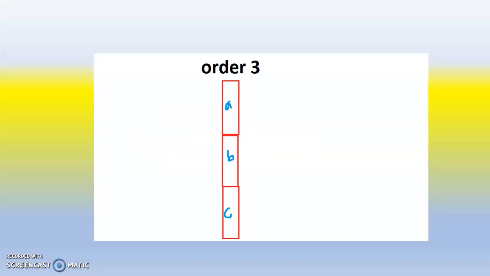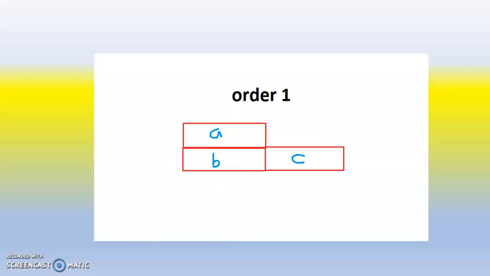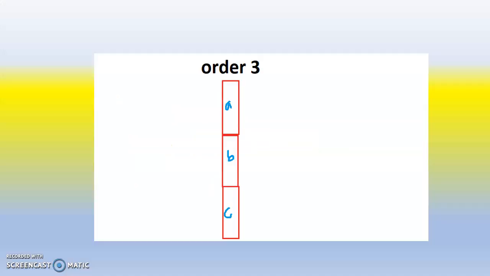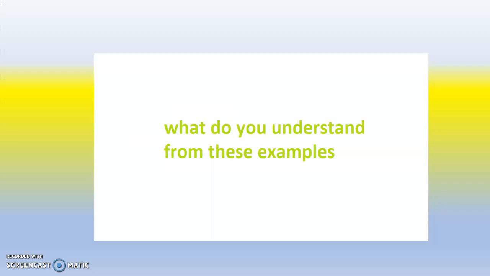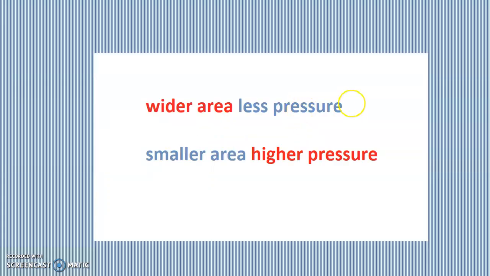And at which order you feel the greatest pressure? Of course, this would be the greatest pressure, right? Because the contact area is the least. Where is the contact area? Here at the base of this third block C, right? And here is the biggest contact area, so least pressure. Because more area, less pressure, right? What do you understand from this example? Wider area, less pressure. Smaller area, highest pressure. Just inversely proportional. One factor increases, another factor decreases. That is called inverse proportional, right?